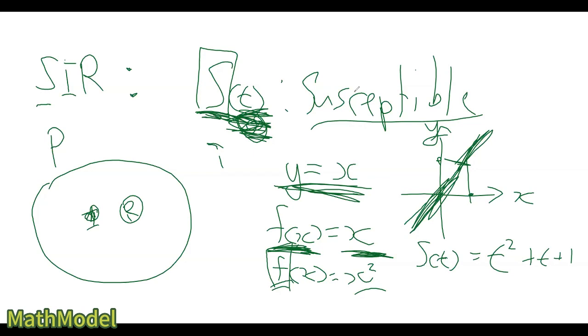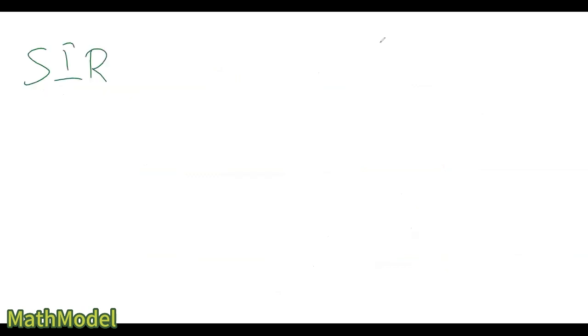What this means is the amount of susceptibles changes with time. As time goes by, the number of susceptibles changes. It gets less and less because more people get infected and recovered, and in a population there are only a certain number of people. So that's susceptible.